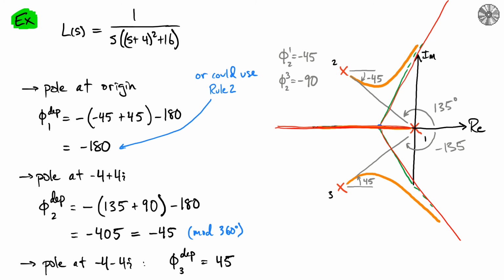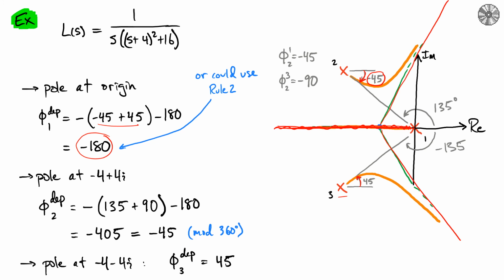I'm numbering them so we can refer to them. If we're interested in the departure angle of the pole at the origin, we don't really need to calculate this, but it can show you how this rule works. The departure angle for pole 1, which is the pole at 0, is equal to the negative of the sum of all the other poles' angles pointing towards pole 1. The angle that pole 2 needs to look at pole 1 is minus 45 degrees, and the angle that pole 3 needs to use to look at pole 1 is plus 45 degrees. These cancel out, and we're just left with the minus 180 term, which gives us again the same information that this pole goes out along the real axis, and that is one of our branches. So now we can take a look at pole 2.